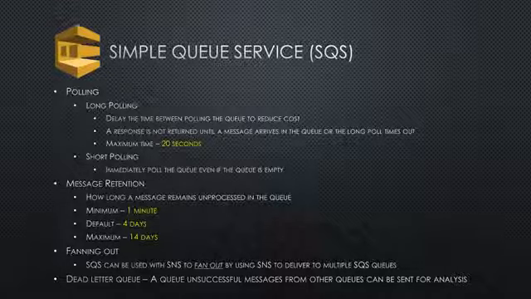So if my queue is empty and with short polling, I would say, hey, do I have an item? Do I have an item? Do I have an item? No. I keep getting no. I'm burning up cycles. This is going to cost me more because I keep asking for this record.